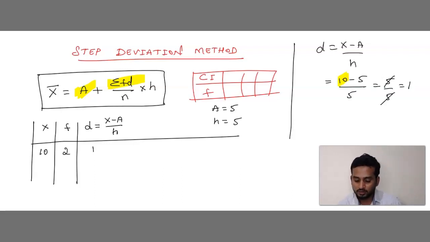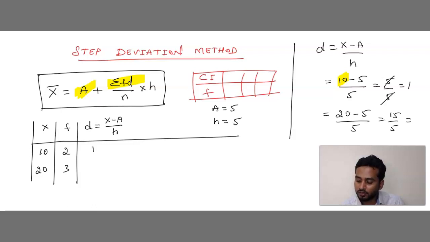Again take one more x. For example, it was 20. Let me take here 3. Again x is how much? 20, minus a 5, h 5. 20 minus 5 is 15. 15 by 5, that is 3. Right, here 3. So like this you need to find the values of d. Understood? So d equals x minus a by h. Separately you do it, and that final answer you put here.